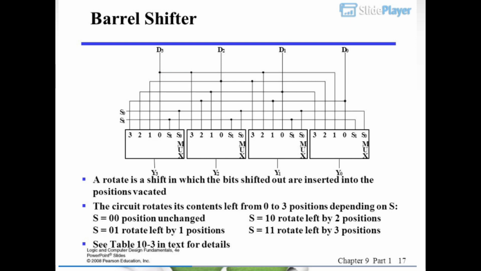A rotate is a shift in which the bits shifted out are inserted into the positions vacated. The circuit rotates its contents left from 0 to 3 positions depending on S. S equals 00 position unchanged, S equals 01 rotate left by 1 position, S equals 10 rotate left by 2 positions, S equals 11 rotate left by 3 positions. See table 10-3 in text for details.